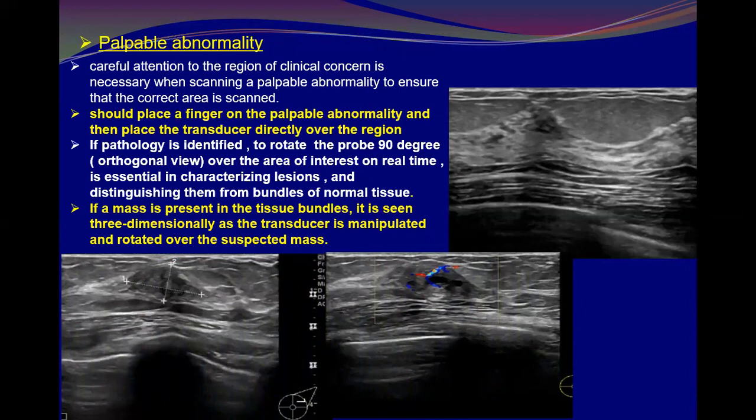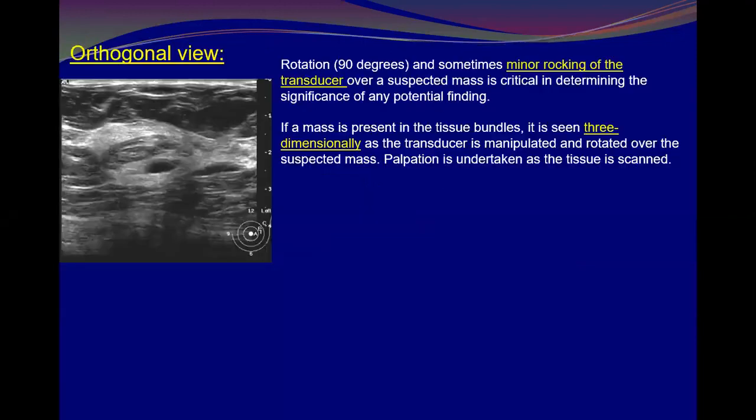So we have to manipulate and rotate, and sweep throughout the area, at least 90 degrees, in an orthogonal view, to differentiate between normal tissue and pathology.